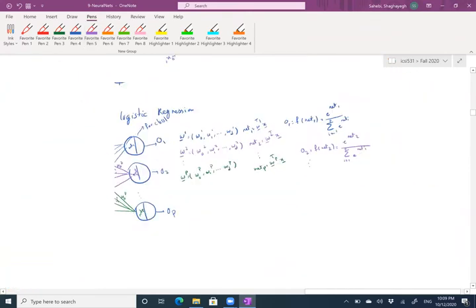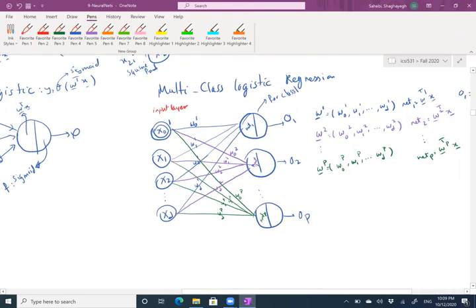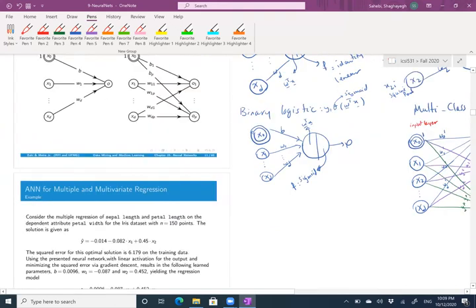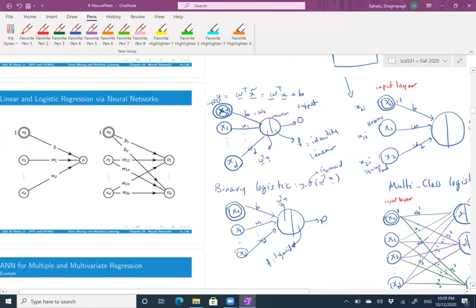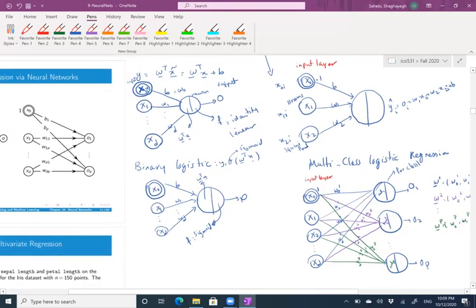Okay, so this structure, this architecture is going to calculate the logistic regression for us, right? So basically, so far, we have learned that using neural networks, we can calculate the logistic and linear regression. We can represent these two functions.